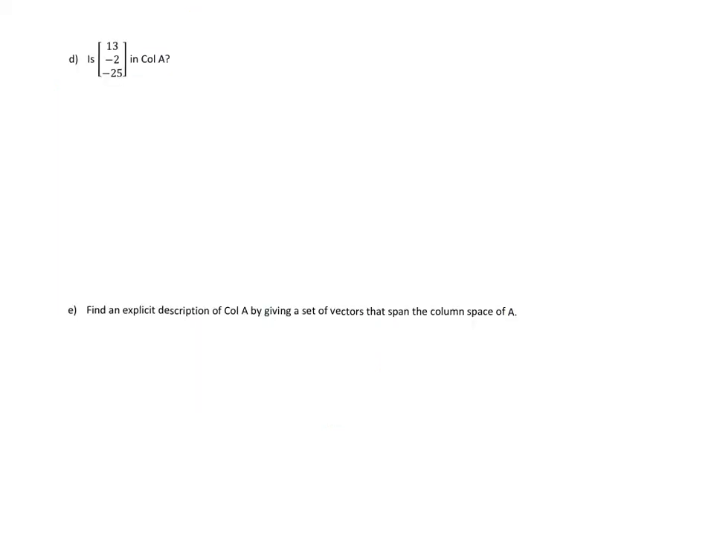Is 13, -2, -25 in the column space of A? So the question is whether or not 13, -2, -25 can be written as a linear combination of the columns of A. That's what col A means. It's the set of all linear combinations of the columns of A. So I'm asking, can you put weights on each of these columns? Are there weights x1, x2, x3, x4, x5, x6 that you can put on those columns that when you add them all together, you get this vector?